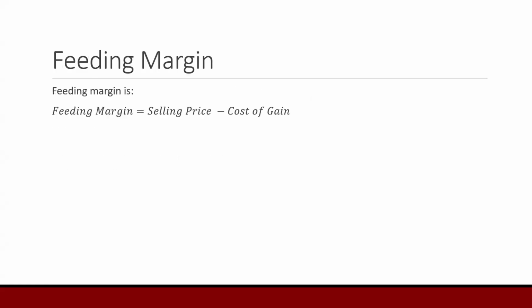Okay, feeding margin. So feeding margin is your selling price minus your cost of gain. So this is not necessarily cost of gain in dollars per hundredweight, but the total cost, your total operating costs, not including purchase price. Okay? So what would feeding margin be an indication of, if that cost is not including purchase price?